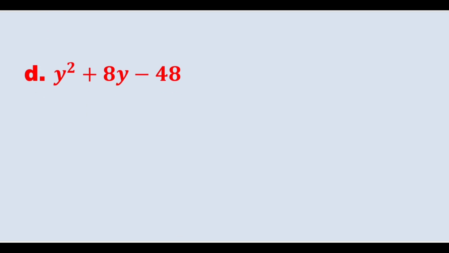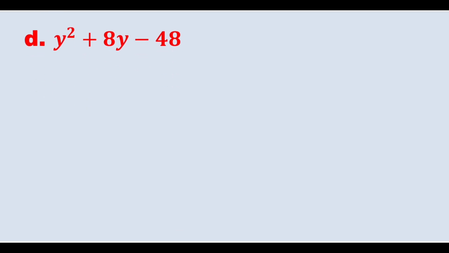The next is y squared plus 8y minus 48. At this point, we are having a different situation where the product is 1 times negative 48, which is negative 48. The sum is a positive number, which is positive 8. So we are looking for two numbers such that when you multiply them, you get negative 48, and when you add them, you get positive 8.